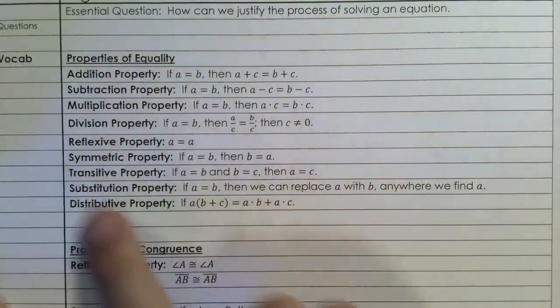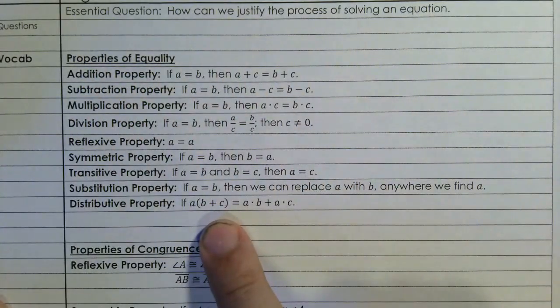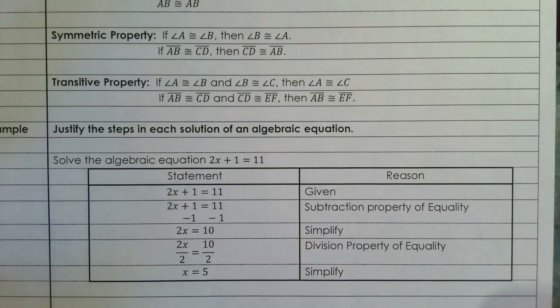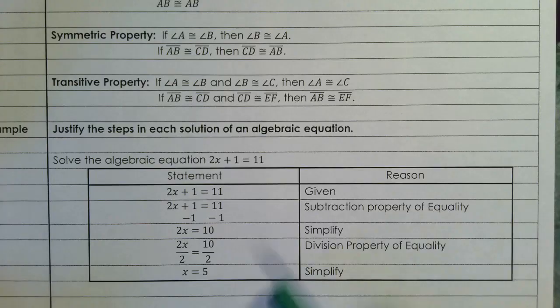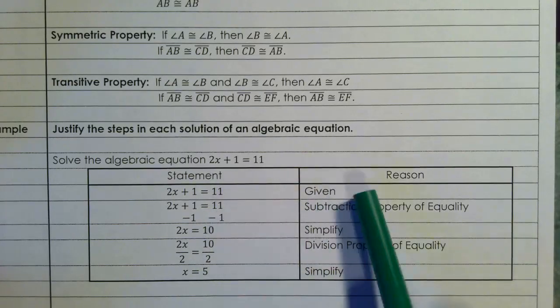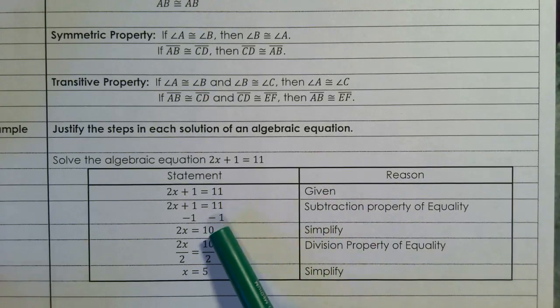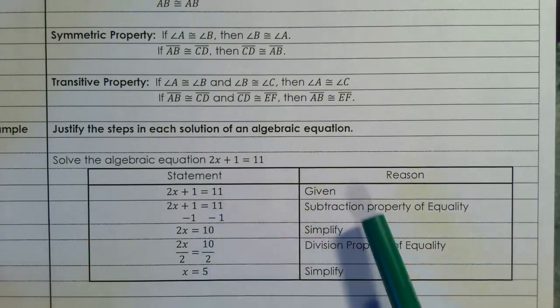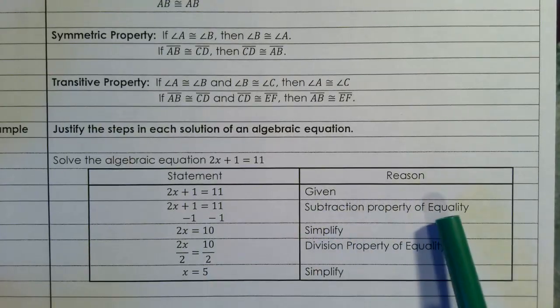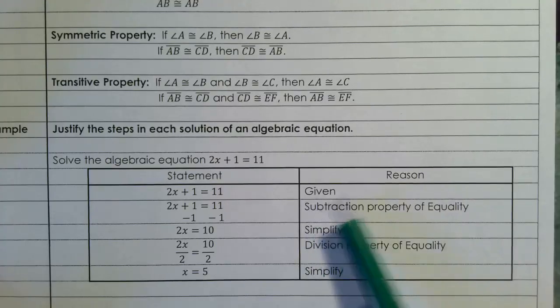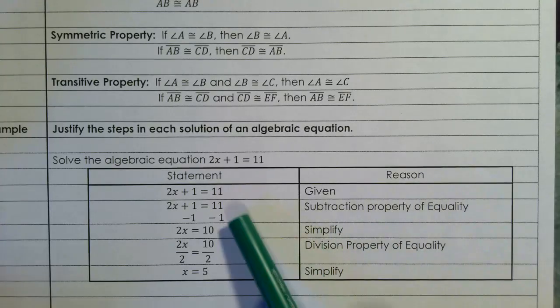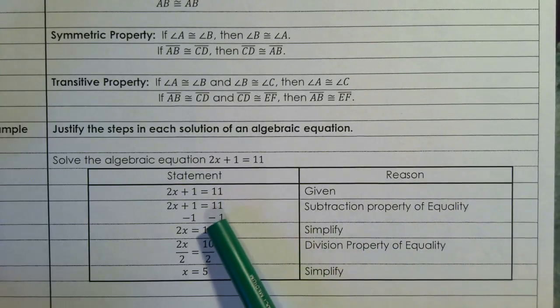So you want to think about all these as like a big word bank that you're going to be picking from. So here I'm trying to justify the steps in the solution of an algebraic equation. You can see here that I will start it out with this given information. This is what I wanted to solve. Then I subtracted 1 from both sides. So I subtracted from both sides of the equality. So subtraction, equality. Then what I needed to do was just simplify that stuff down.